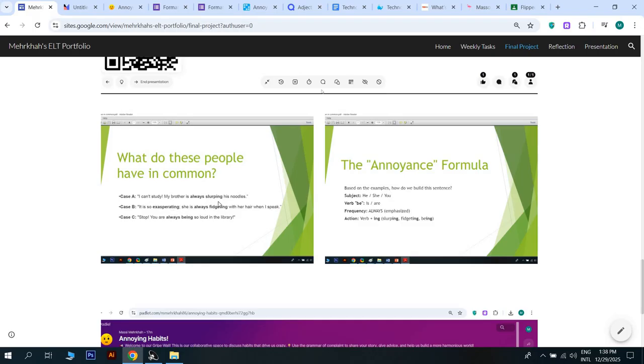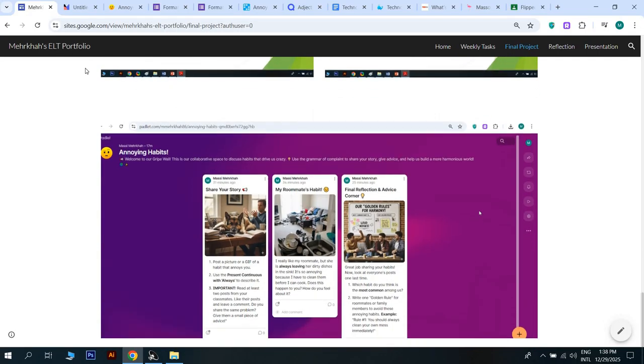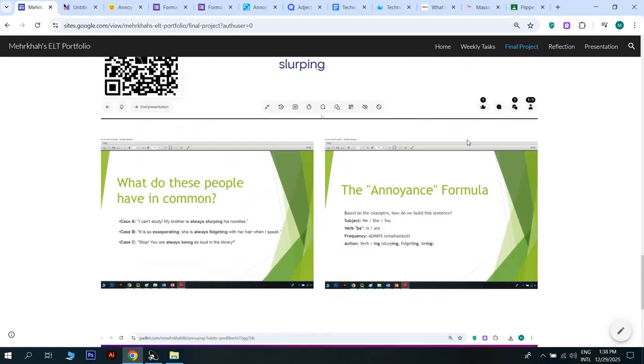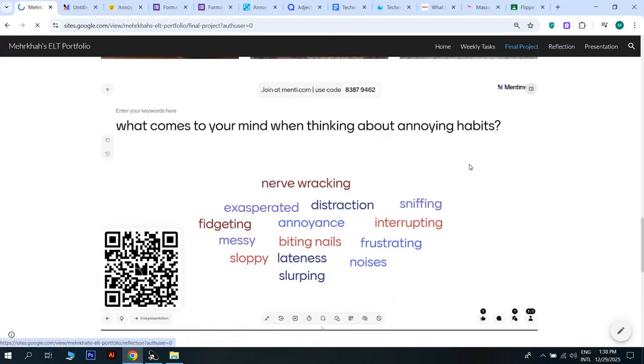I can't study. My brother is always slurping his noodles. It's so exasperating. She's always fidgeting with her hair when I speak, and so on. And then I announce the formula, how it works. And this is a picture of the Padlet one. So this is the end of the final project. Let's move on to reflection.